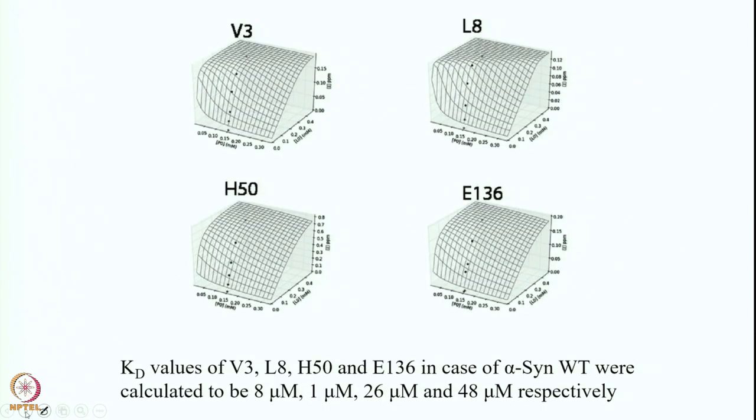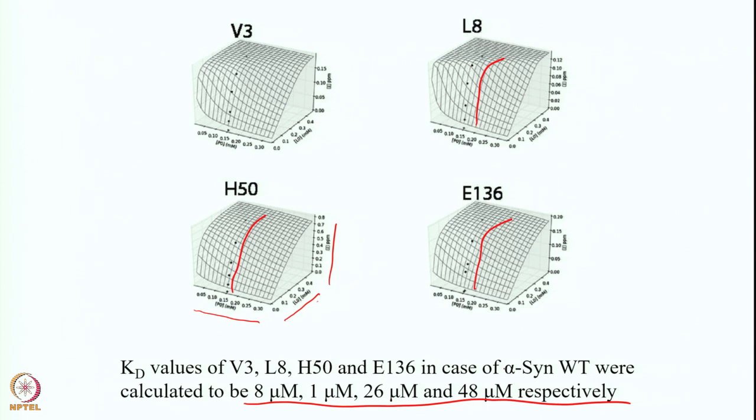So, these two NMR observables can be used for fitting and getting the KD. Now the chemical shift perturbation we can fit. Here is the PDI concentration, here is the protein concentration, here is the ligand concentration, and this is the change in the chemical shift. So, we have made a 3D plot. The peaks are shifting here, and this shift you can plot to find the KD. One can find the residue-specific KD of alpha synuclein, which is found to be in the micromolar range. For some it was 8 micromolar, for others 1, 26 and 48.